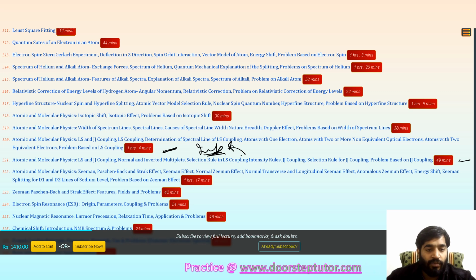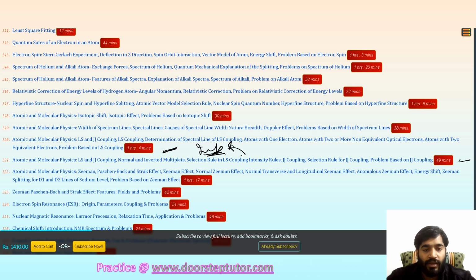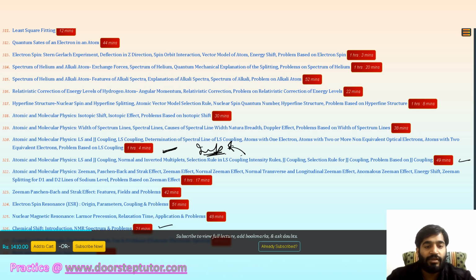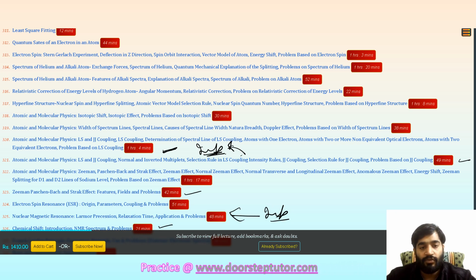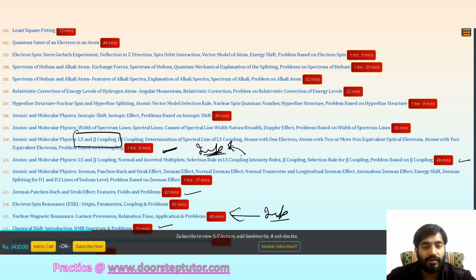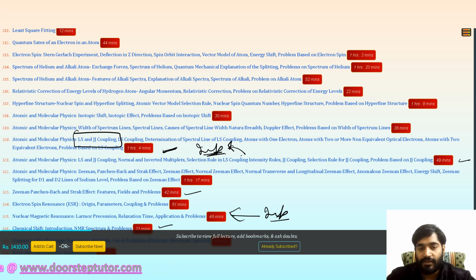Then a problem related to chemical shift was also asked in a previous year's question. Larmor precession is important here. Then the Zeeman effect and Paschen-Back effect are also important, and you can cover them to understand atomic physics more deeply. The must-do thing here is that you have to cover LS and JJ coupling, and how they are interrelated.